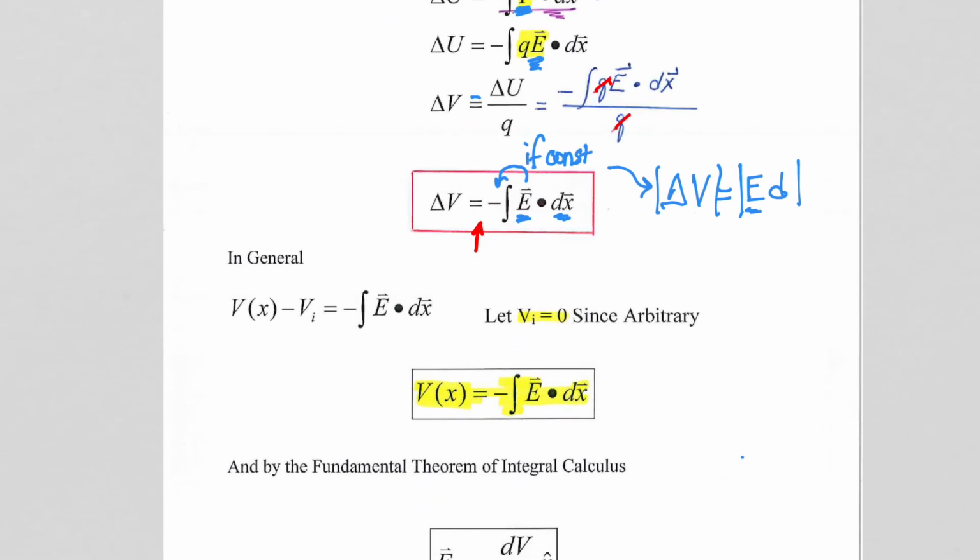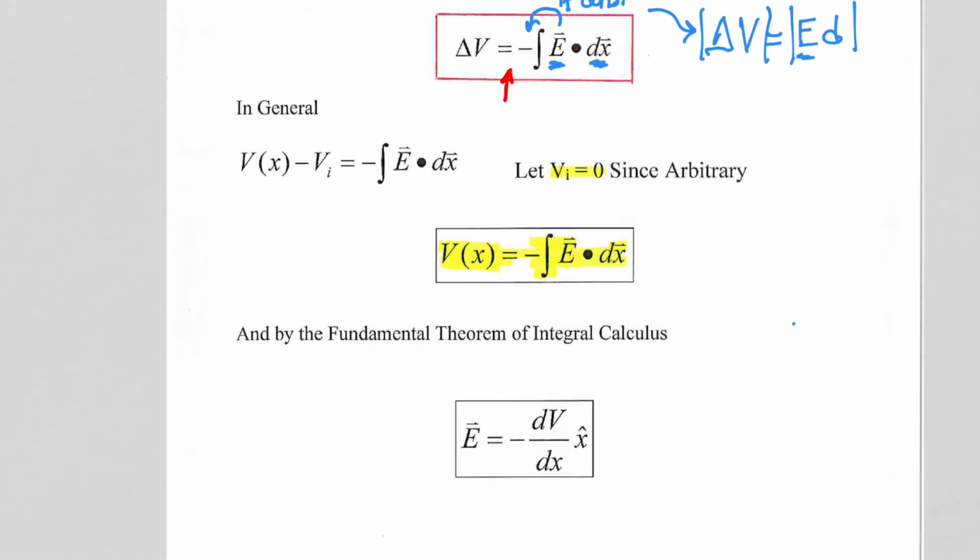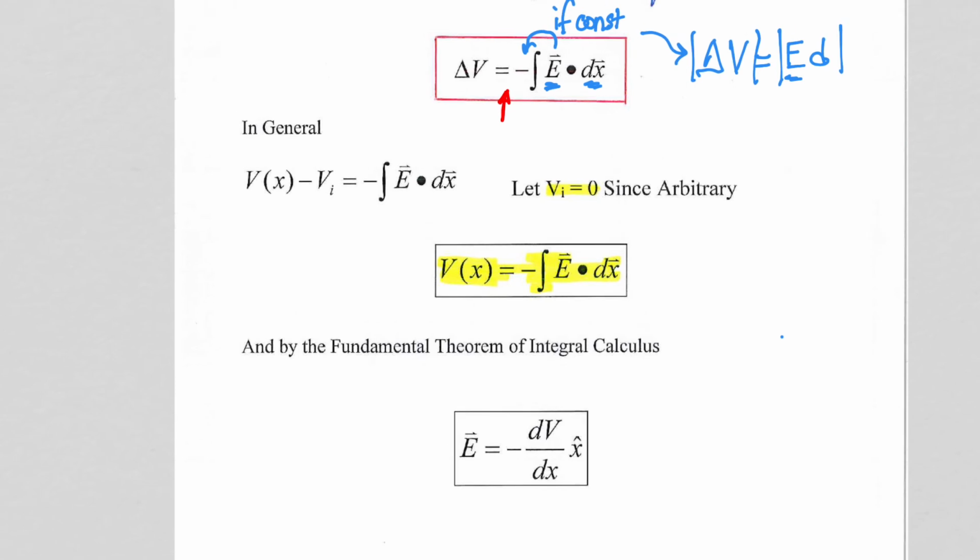Well, if we just continue this mathematically, we see that delta V is V final minus V initial. Final minus initial. It's arbitrary. Delta V is the only thing that has meaning, since V initial equals 0, since it's arbitrary. And that is really because only delta V has meaning.